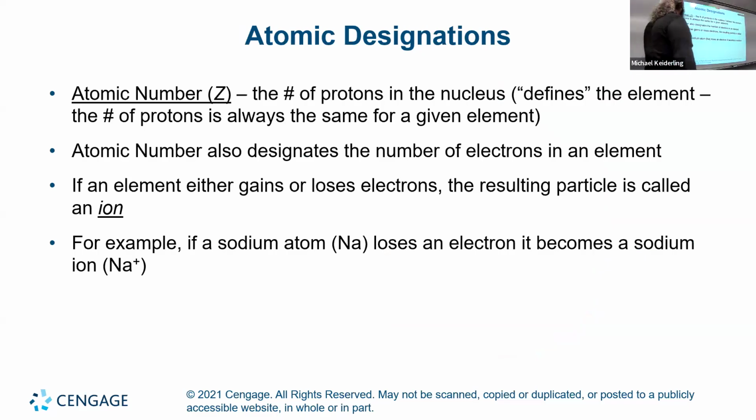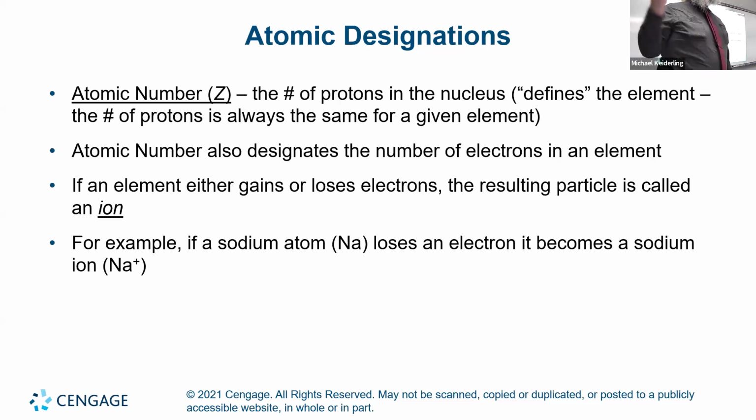There are a few numbers. The first of these is the atomic number. The atomic number is the number of protons in the nucleus of an atom. This is what determines what element we're talking about.